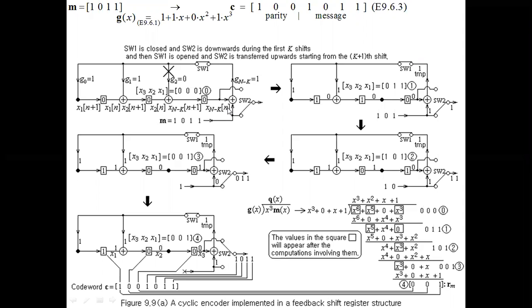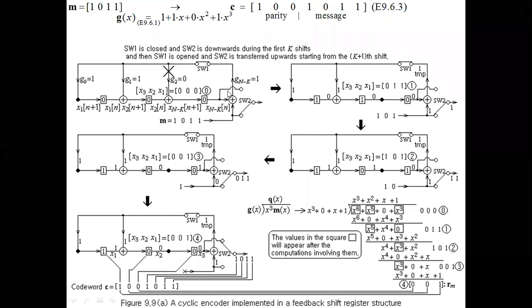In this particular example, the x power of 2 value is 0, so there is no connection there. That's why you can remove that connection. And the last modulo 2 adder also has a connection. Since the x value is 1, the last modulo 2 adder also has a connection.